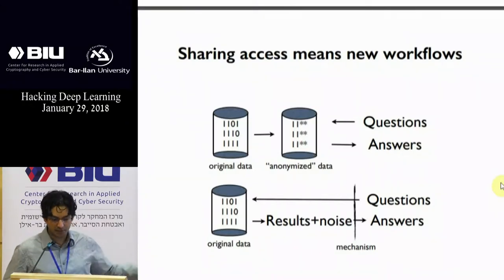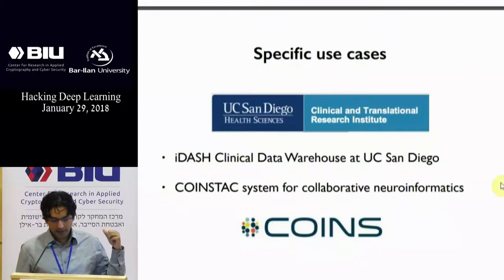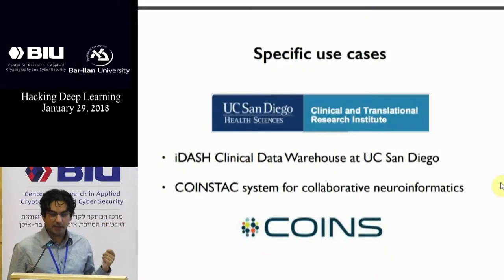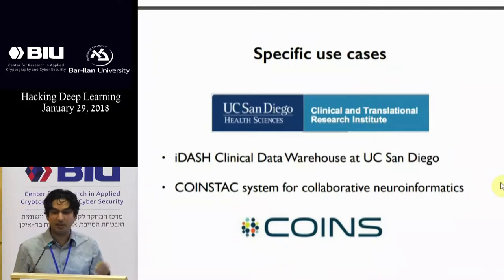That noise, that randomness, is what's going to guarantee privacy. So specific use cases I worked on are two in this setting. One is when I was a postdoc in San Diego, there's this clinical data warehouse which has about 2 million patient records, and they wanted to let people reuse some of the clinical data for research purposes. So they were trying to implement tools to allow people to do exploratory data analysis in a privacy-preserving way.